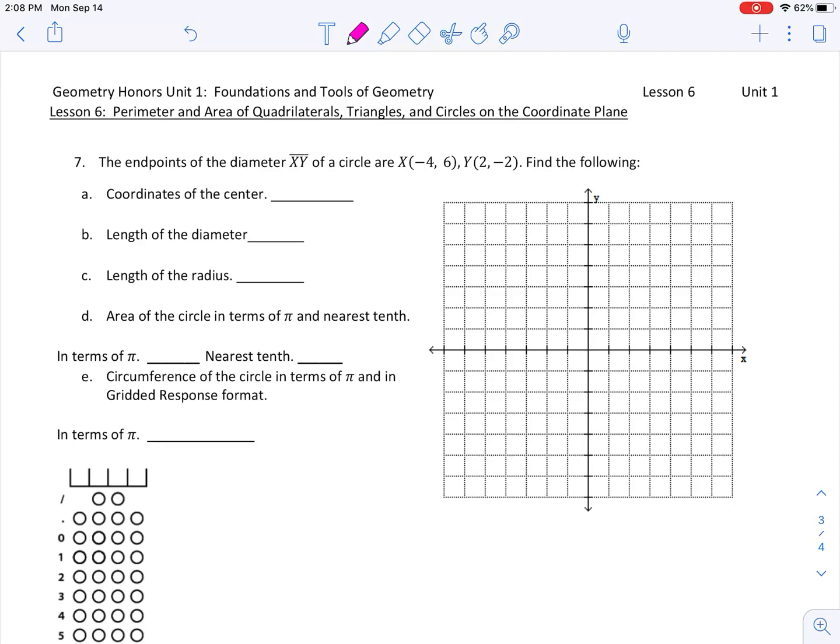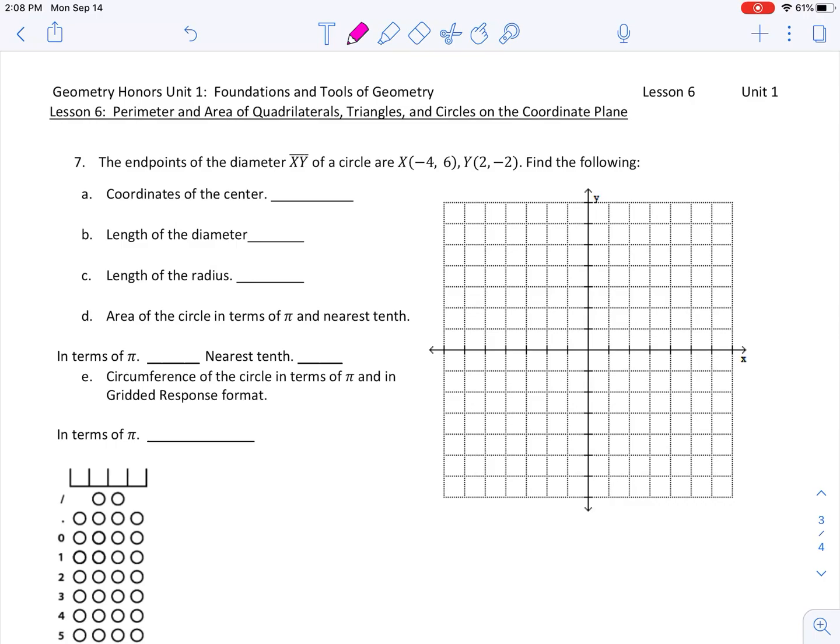Okay, example 7. Well, first off, it doesn't say anything about a quadrilateral. It says the endpoints of a circle. So now we are going to be talking about a circle. For this circle, we want to identify the coordinates of the center, find the length of the diameter, and the radius. So let's start off here. The endpoints of the diameter XY, where X is located at (-4, 6).